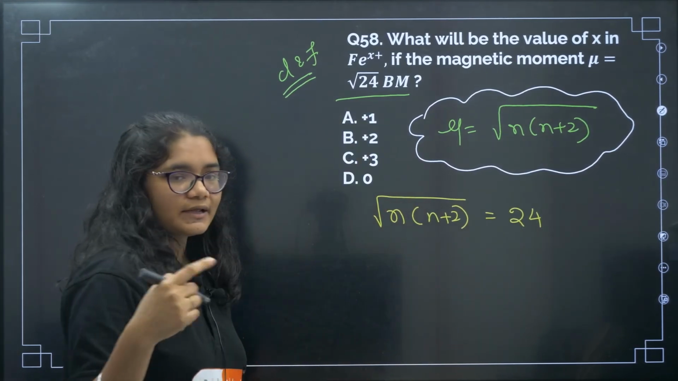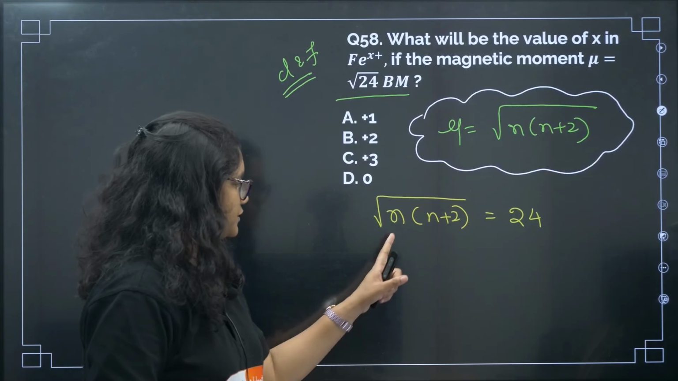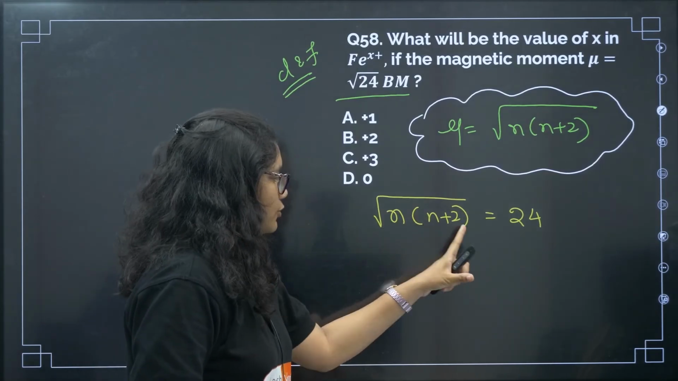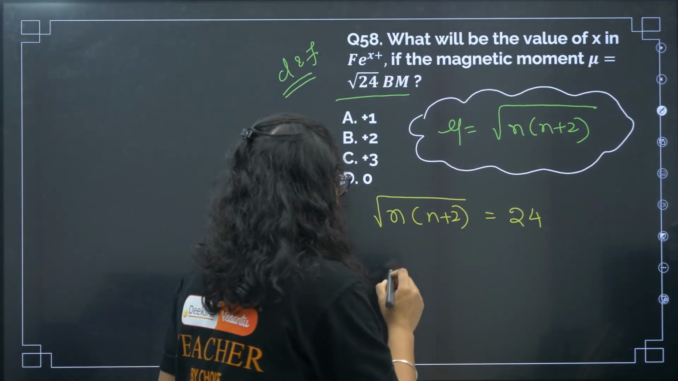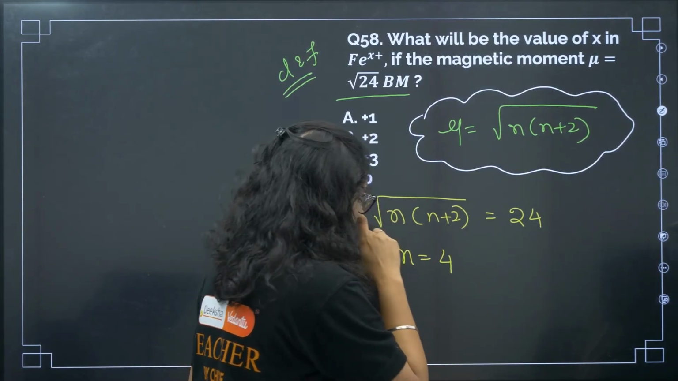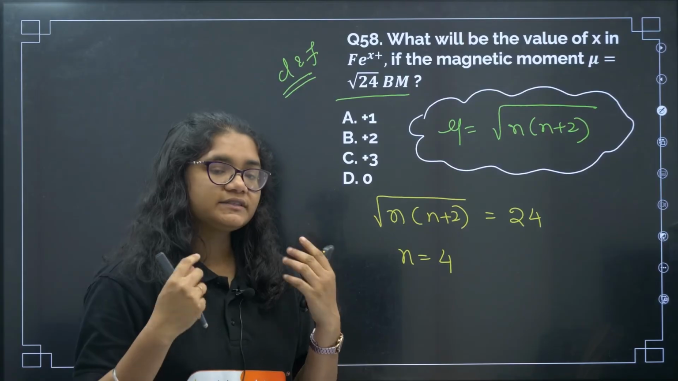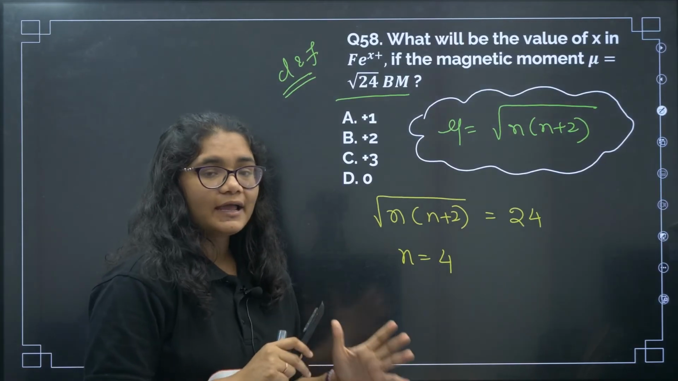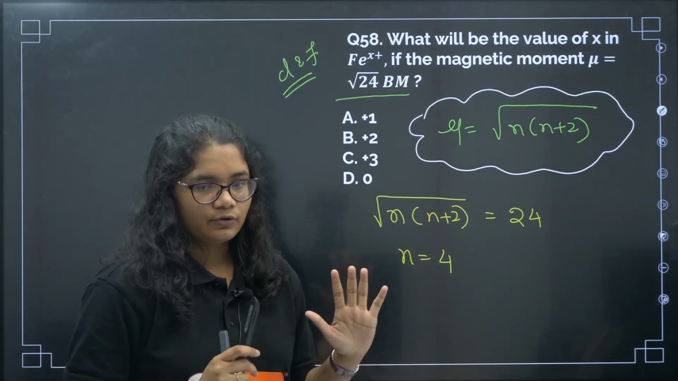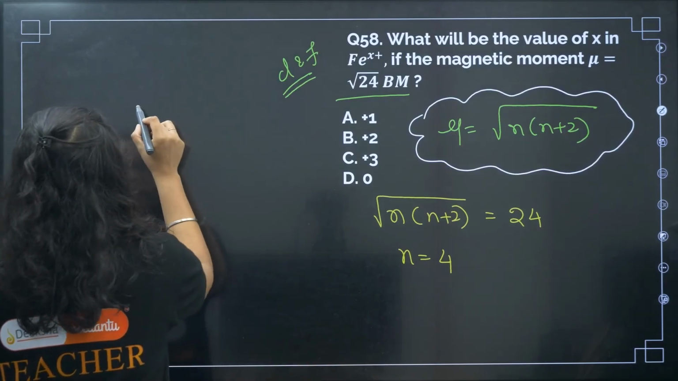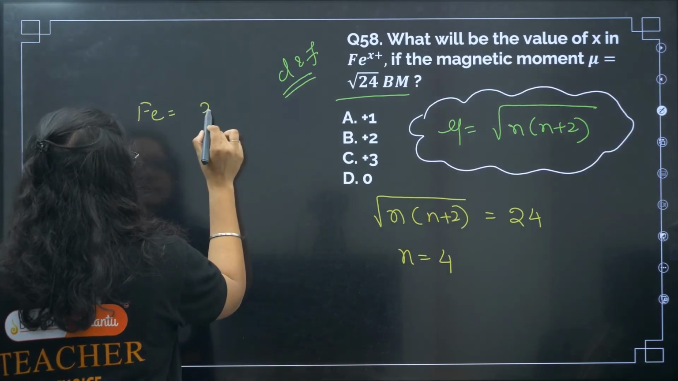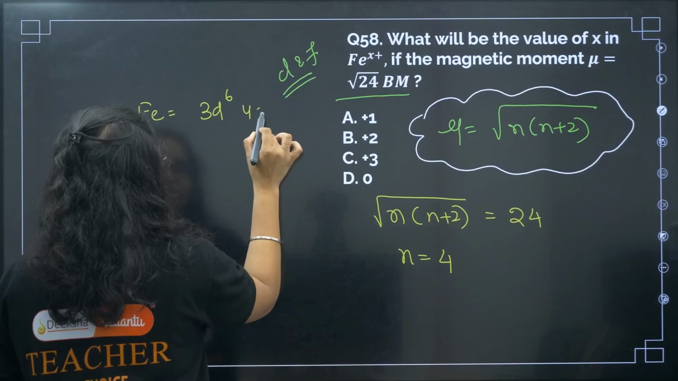So let us guess what can be the value of n here. If I substitute 4 and 4 plus 2, 6, so 4 into 6, 24. So I can say that n is equal to 4. That means there should be 4 unpaired electrons. Now what oxidation state of iron will give you 4 unpaired electrons? Now let us see the electronic configuration of Fe. It is 3d6 and 4s2, right?